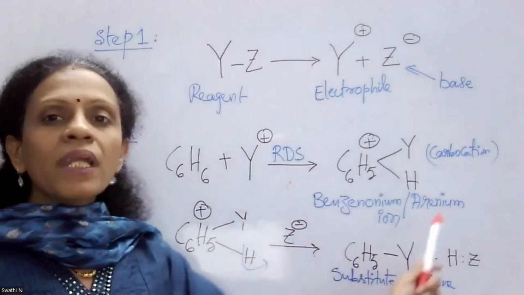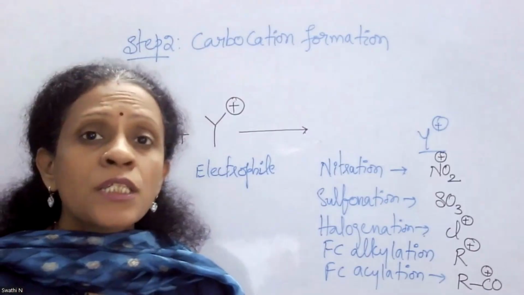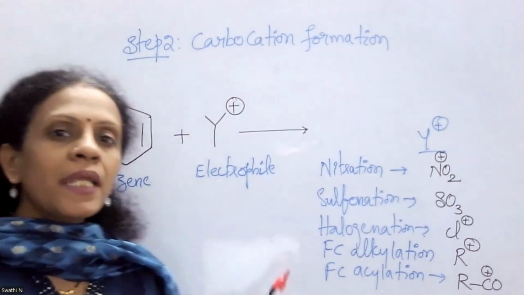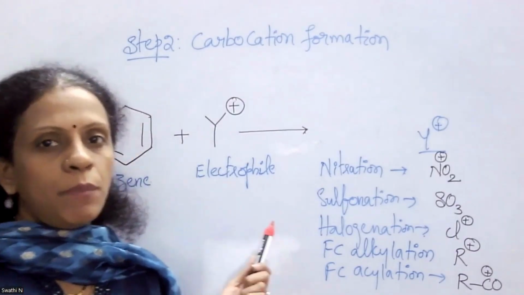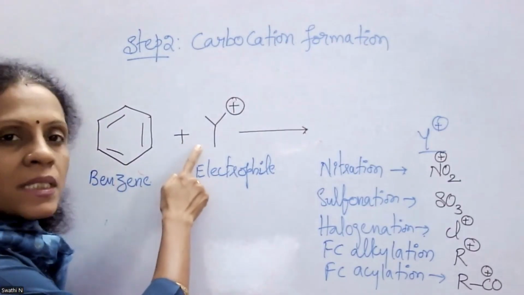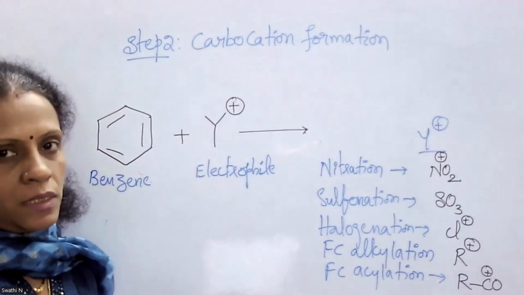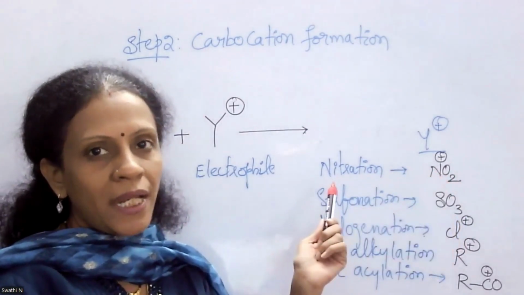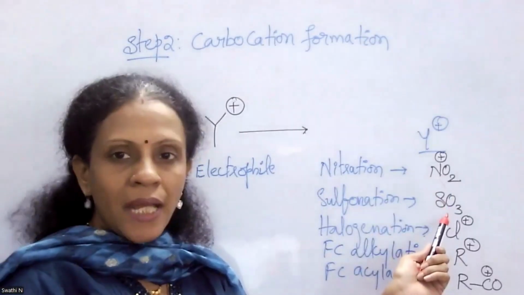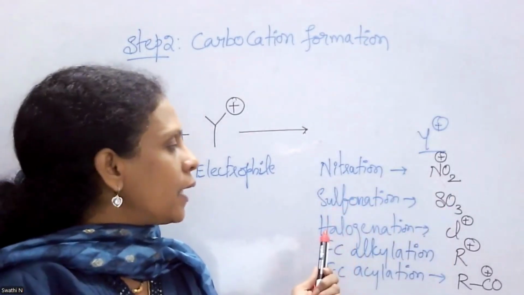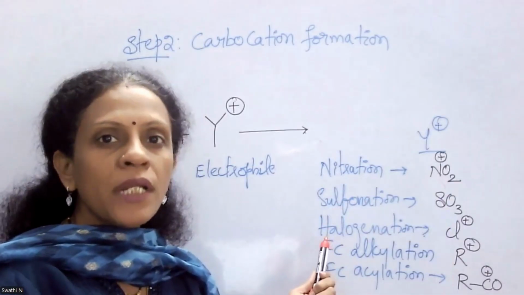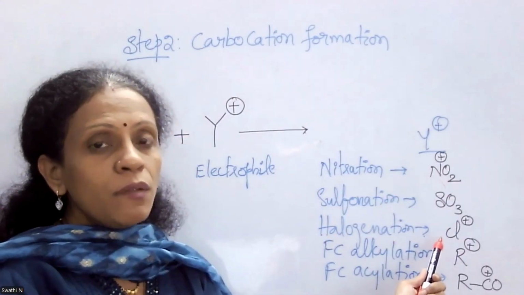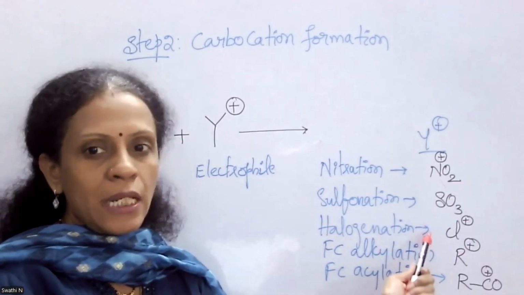Okay, now let's see how we can draw these resonance structures. Here I'll be explaining the resonance structures of the resulting carbocation by taking a general reaction of benzene as an example. This is the structure of benzene and Y plus is the electrophile which is generated in the first step. Now this Y plus can be nitronium ion, that is NO2 plus ion, in case of nitration reaction, and it can be sulfur trioxide in case of sulfonation reaction. In case of halogenation, if you consider chlorination as a model example, then the positively charged chloronium ion, Cl plus, will be acting as electrophile.